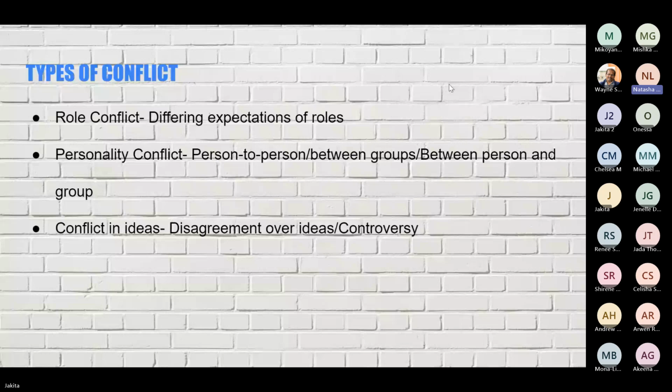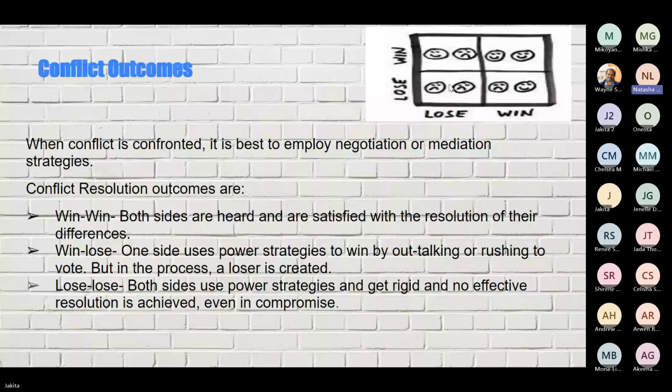Conflict outcomes. Next slide. When conflict is confronted, it is best to employ negotiation or mediation strategies, not power struggles. Conflict resolution outcomes are as follows. Win-win. Both sides are heard and are satisfied with the resolution of their differences.